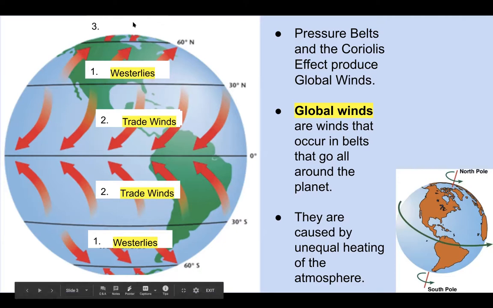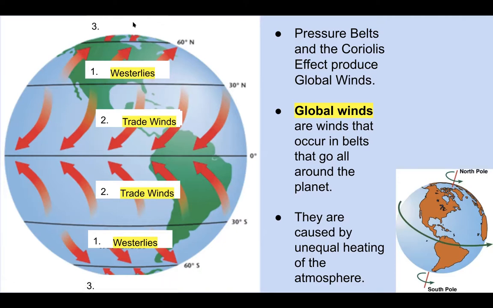And then let's look at our last one, number 3 over here. These should be super easy. They're located at the poles. So hopefully you guys said that these are the polar easterlies.